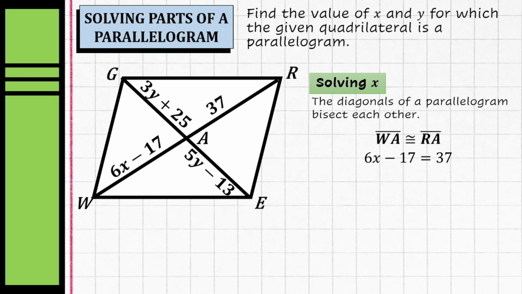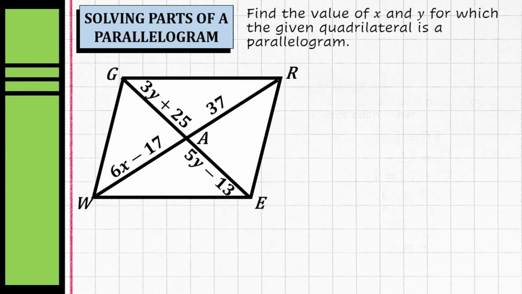Now, solving for the value of x by adding 17 to both sides. Then simplifying, we will have 6x is equal to 54. Then divide both sides by 6, we will have x is equal to 6. Let's solve for the value of y.